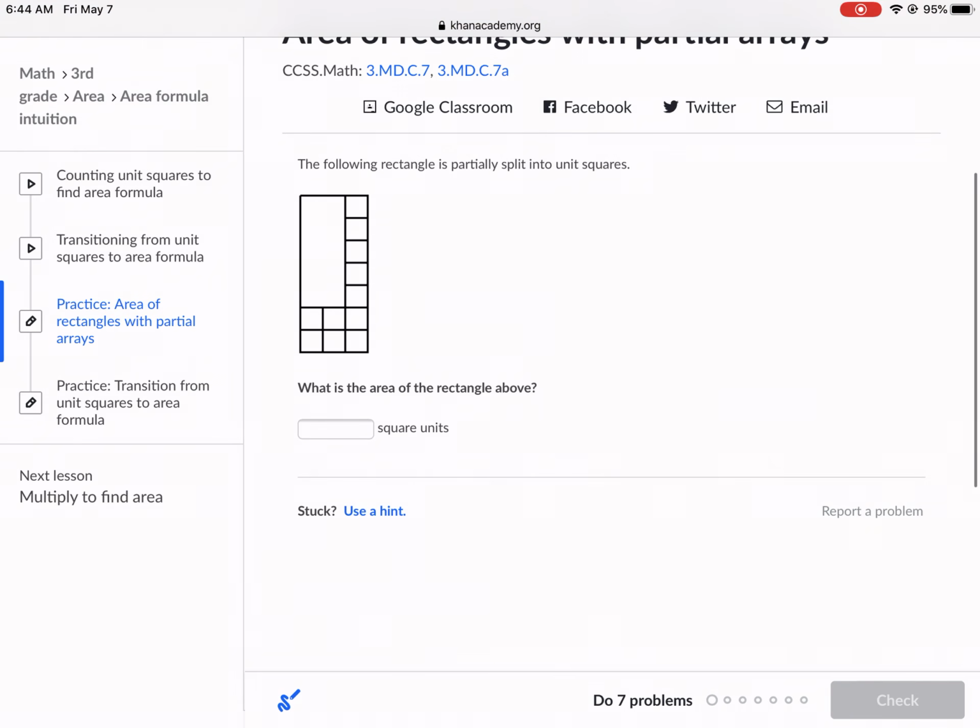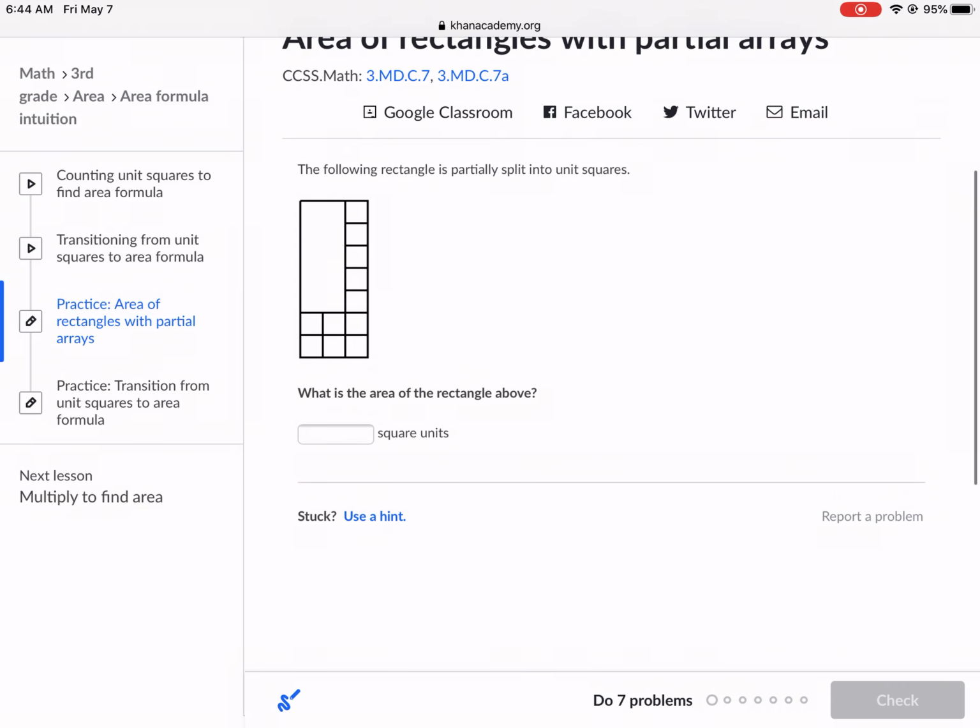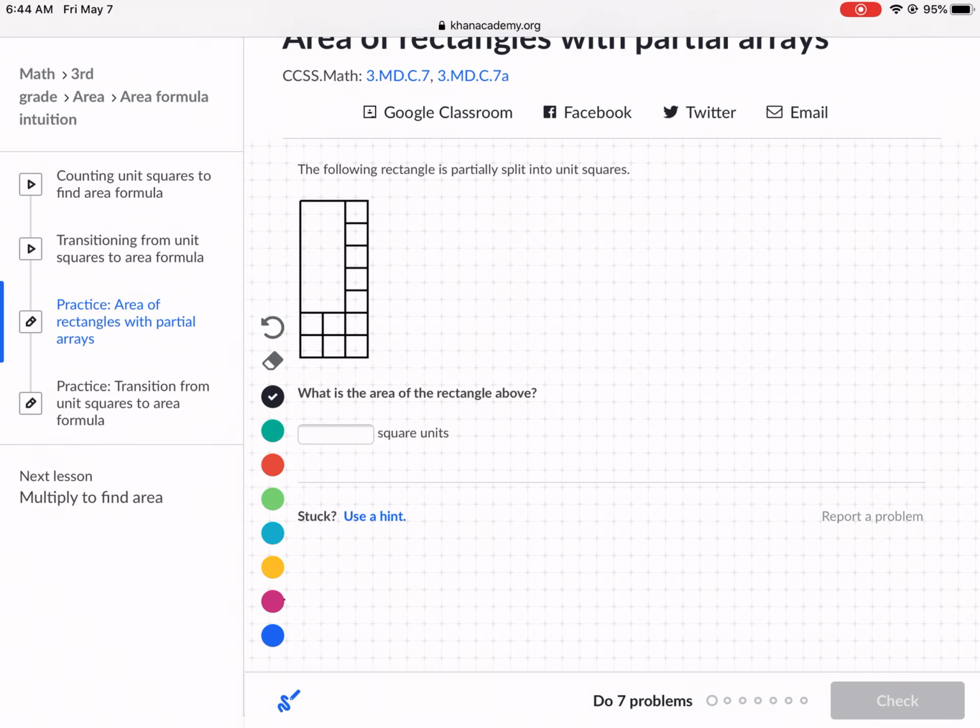So here's our first problem. The following rectangle is partially split into unit squares. What is the area of the rectangle above? Okay. Essentially what it wants us to do here is figure out the length and width based on this. So we have 2 square units as the width, and then we have 1, 2, 3, 4, 5 square units as the length. The area of a rectangle is length times the width. So for this problem, our length would be 5 and our width would be 2.